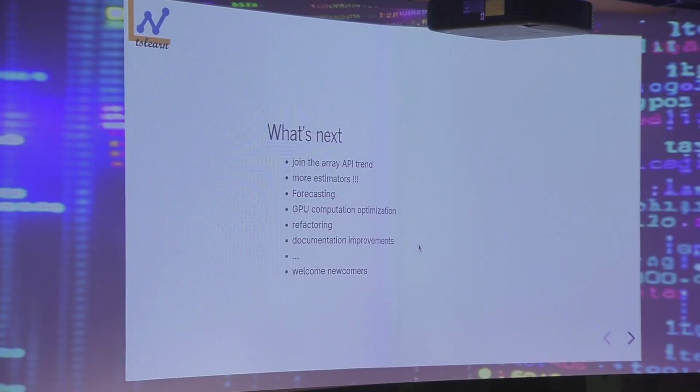What's next? We have a lot of things to do. We'd like to join the Array API trends. For those not familiar with it, it's a way to be agnostic from the input. So you can use whatever array library you like for the inputs, and that's important because you can integrate with a lot of different libraries. We want to add more estimators, of course. We want to add some basic forecasting, GPU computation, optimization, refactoring, etc.